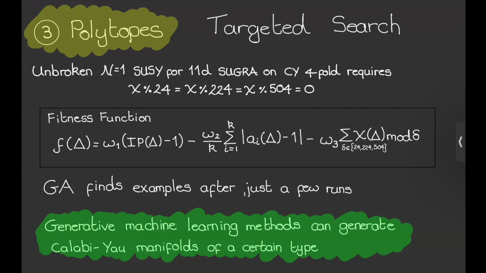Okay, so now with the new fitness function, we then ran our genetic algorithm, and amazingly, after even just a few runs, the genetic algorithm was able to generate for us some examples of this condition. So this is an example of us using machine learning to generate Calabi-Yau manifolds of a certain type.